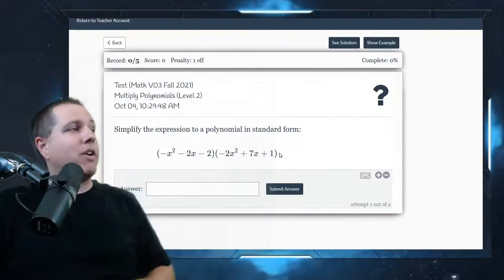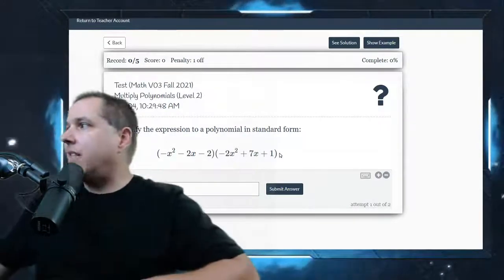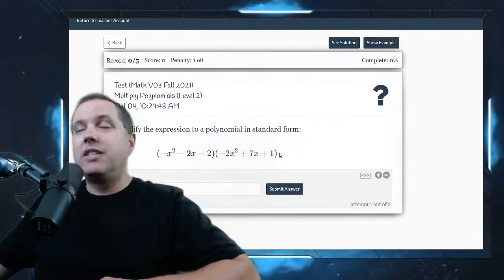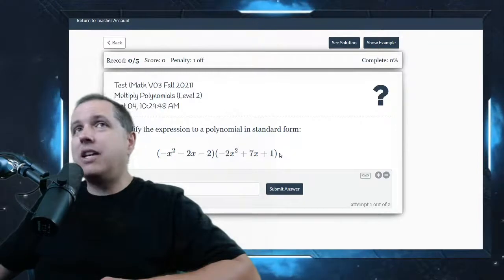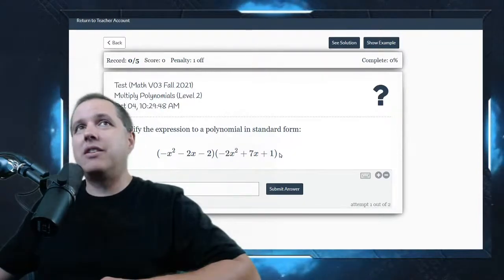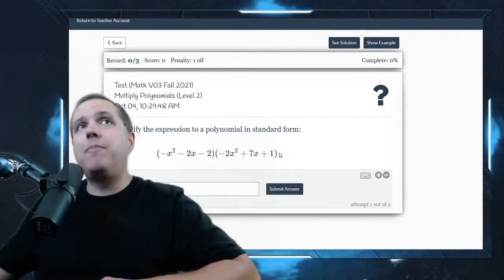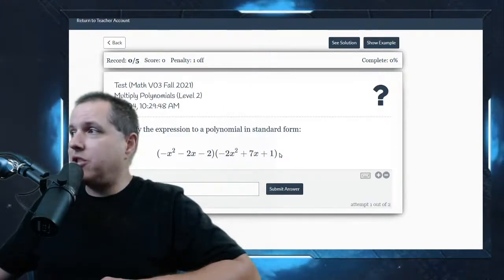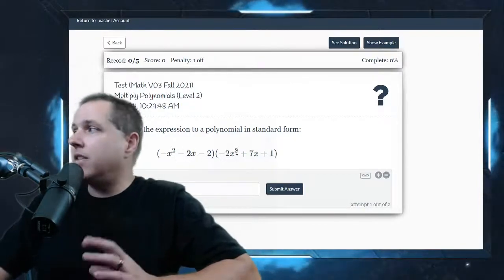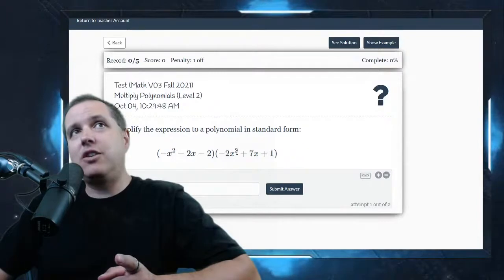This looks scary, right? Oh my gosh, look at that thing. That's a trinomial times a trinomial. That's about as bad as they're going to get in this class. And it's actually not super short, but it's not terribly hard. You're going to have 9 multiplications to do here, right? Because you have a 3-term polynomial. Each term here gets multiplied by each term here. That's 9 multiplications that you're going to do.